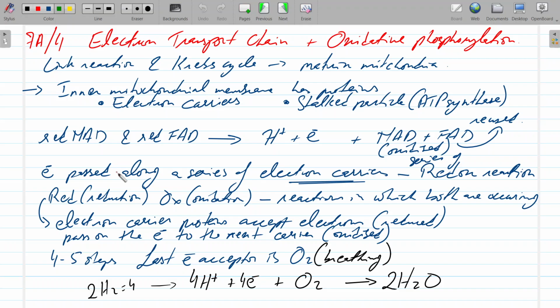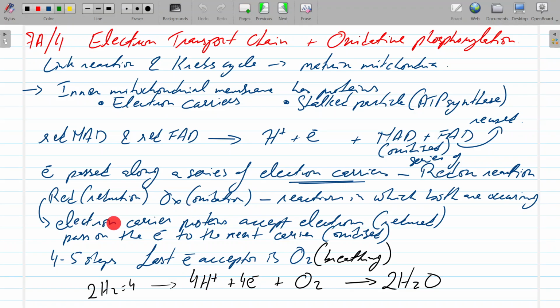Now the electron from the hydrogen, because hydrogen is basically a proton and an electron, that's all it is, is passed along a series of electron carriers, so those are proteins, in a series of redox reactions. So when one of the proteins takes up the electron, it becomes reduced, and when it passes it on, so it loses the electron, it becomes oxidized, and the next carrier becomes reduced. And when both of those are happening, it's called a redox reaction, which basically means that reduction and oxidation both are occurring as part of the process.